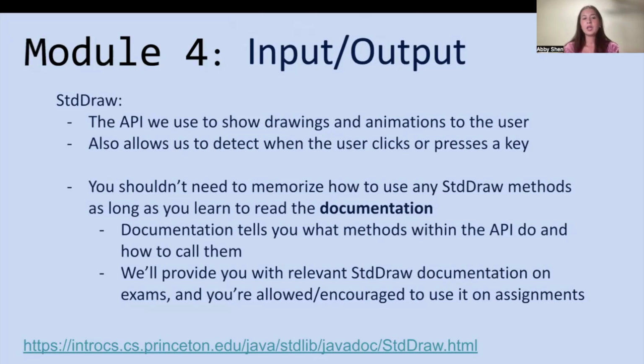So, what I was saying about not needing to know every single detail of what's going on with an API: you shouldn't need to memorize how to use any of these standard draw methods as long as you learn to read and follow along with the documentation. Documentation is what tells you what methods within the API do and how to call them. So the documentation will give you the name of the method that you want to call, what the parameters are, and what the type of each parameter is. It'll give you all the necessary information that you need to properly call the methods and use the API.